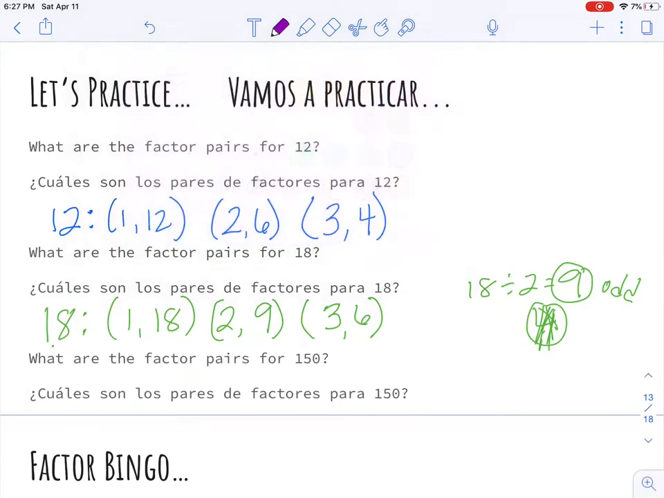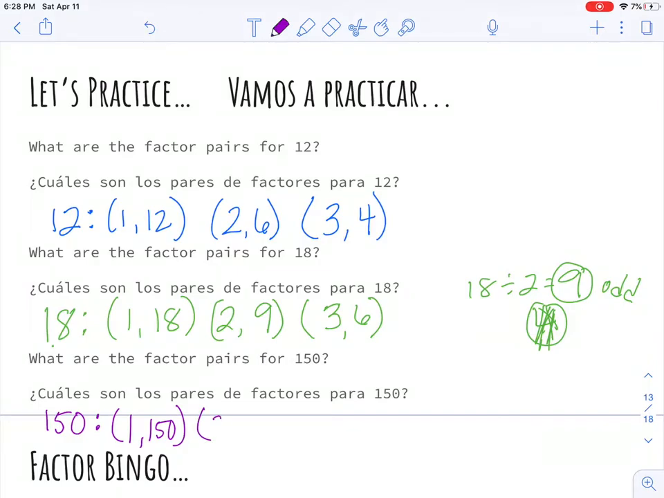This one is 150. All right, so I can think about this by looking at it first as 15. I'm going to use 15 in my head as a thought. So let's say 150. I need to first think about 1 times what times 150 would give me 150.